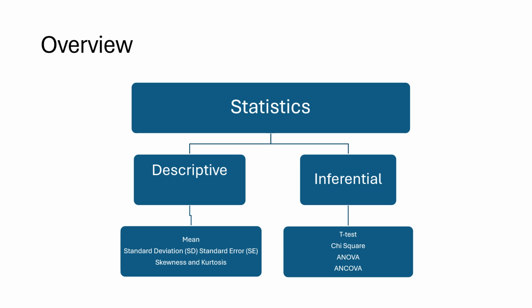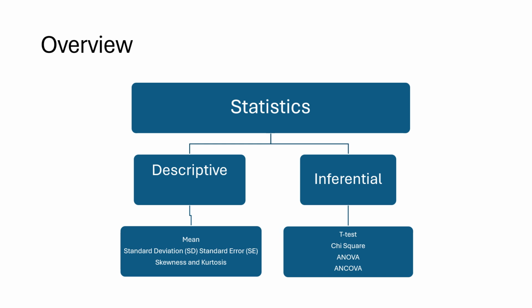It provides simple summaries about the sample and the measures. This includes measures of central tendency, so mean, median, and mode, and measures of variability, so range, variance, and standard deviation. You can also put this into graphs, so histograms, pie charts, box plots.